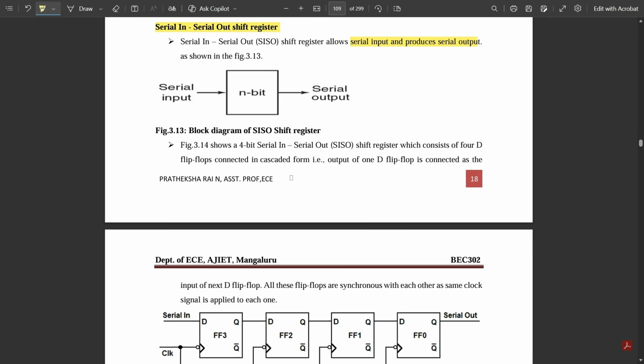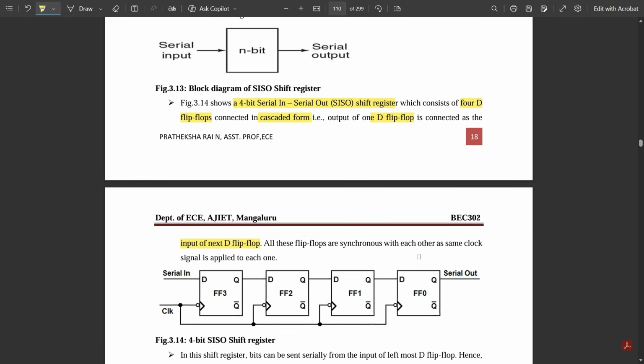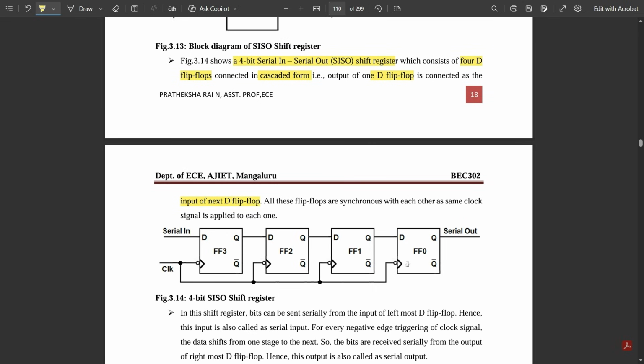Okay, so this below figure shows a 4-bit serial in serial out shift register which consists of 4 D flip-flops connected in the cascaded form. That is, output of one D flip-flop is connected as the input for the next D flip-flop. All these flip-flops are synchronous with each other as clock signal is applied to each one of them. Okay. So what is given here, this is the basic structure of a 4 input SISO shift register.